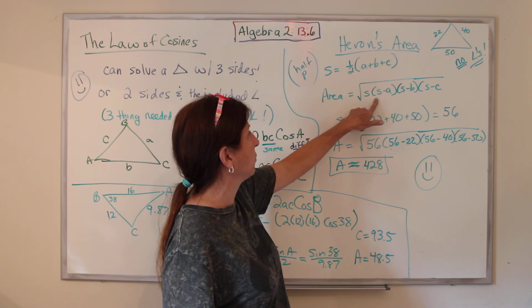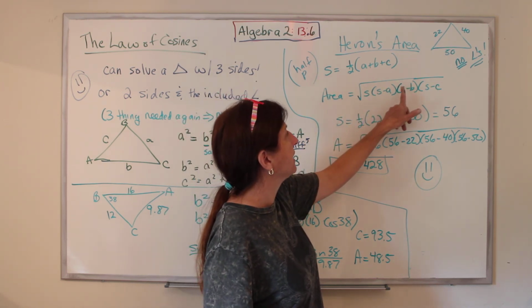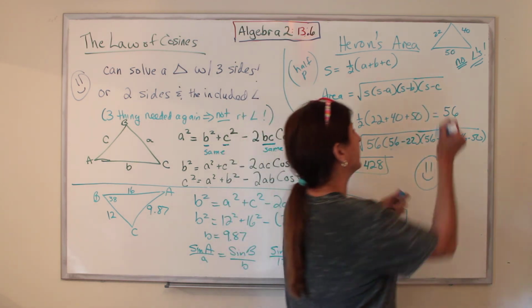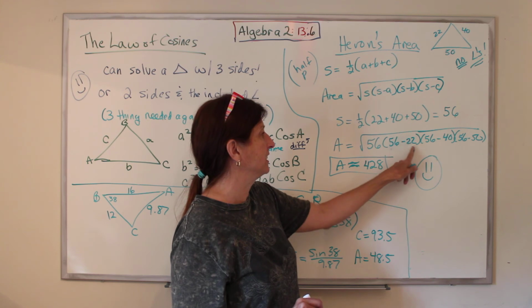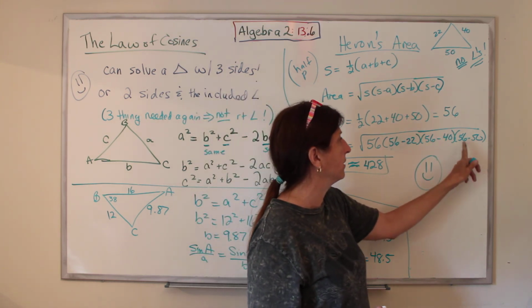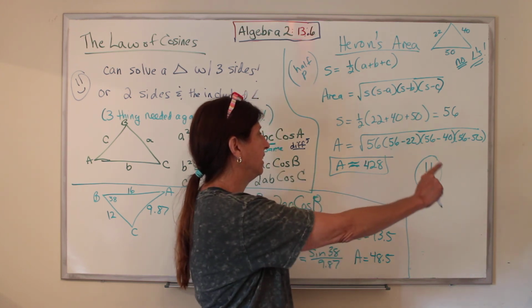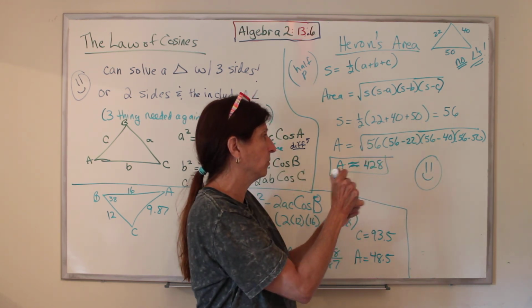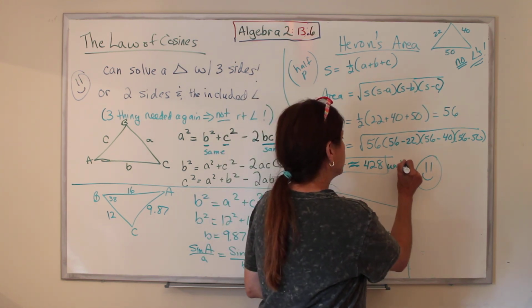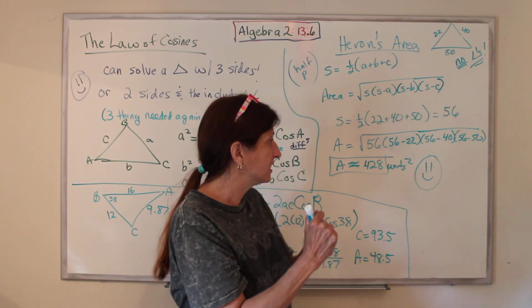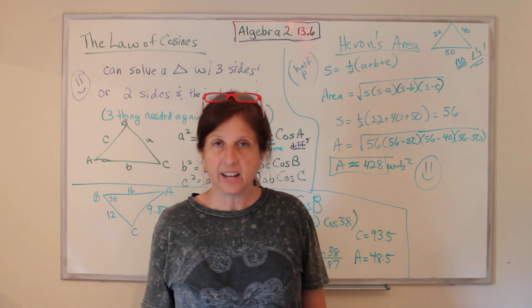Once you get s, you put it into this formula. The area is the square root of s times s minus a times s minus b times s minus c. So I filled that in: 56 times 56 minus 22, 56 minus 40, 56 minus 50. Put it in your calculator exactly like that, hit enter, and it's approximately equal to 428 units squared. So easy, so much easier than what you did in geometry.